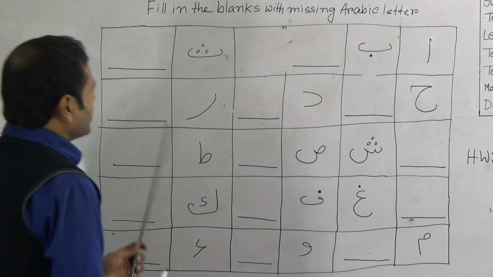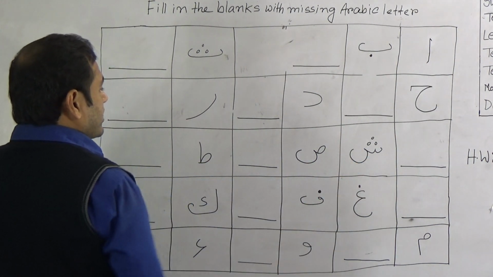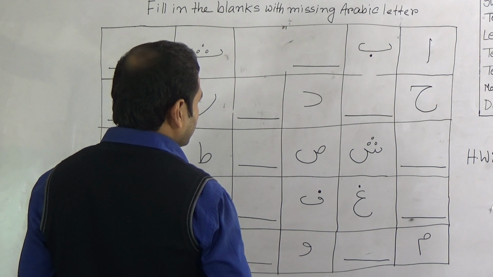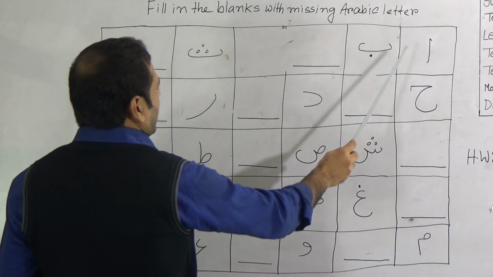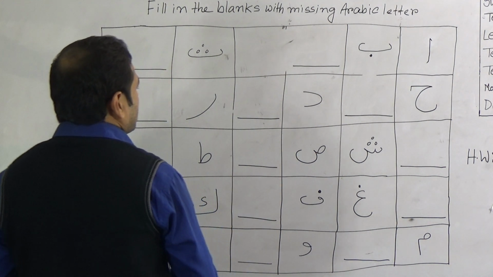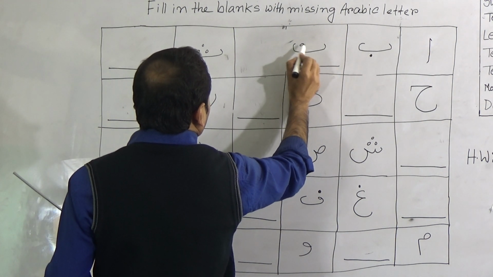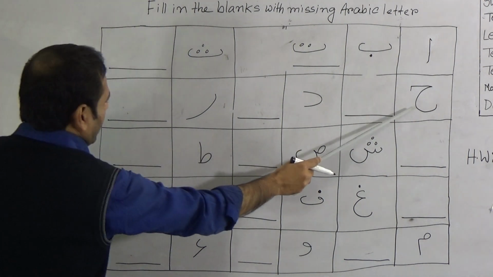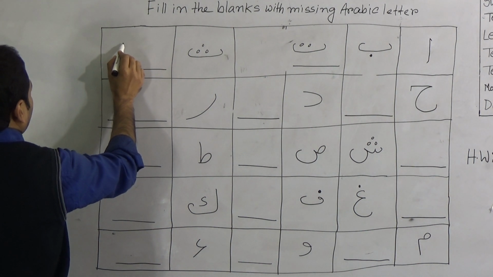My dear students, I repeat, so listen to me carefully and look. From the 29 letters of the Arabic alphabet, some letters are given here and some letters are missing. We have to find out the missing letter and write it here. So Alif, Ba, blank, Ta. What will be here? After Ba, we pronounce Ta. So we'll write here Ta. Now Tha is given, Tha, blank, Ha. So here it will be Jim. After Tha, Jim will be written.